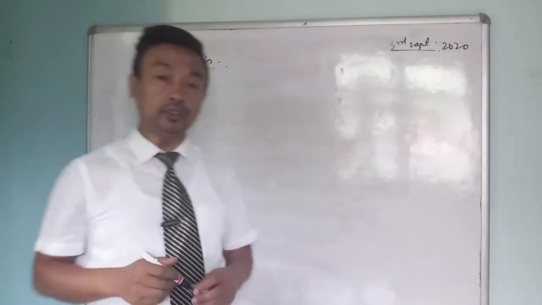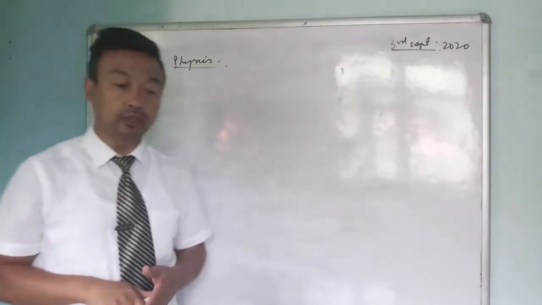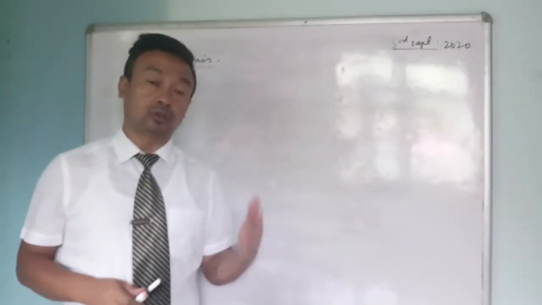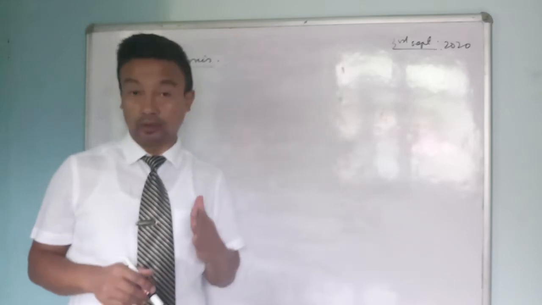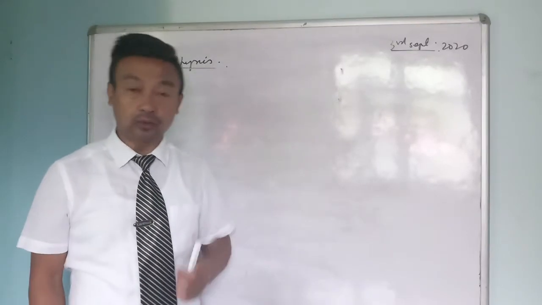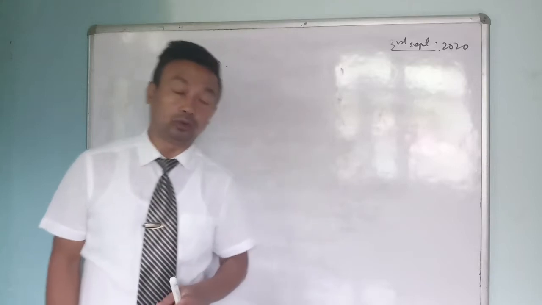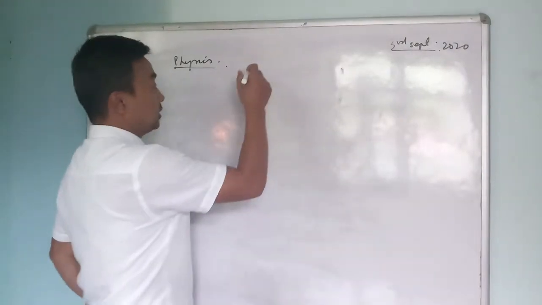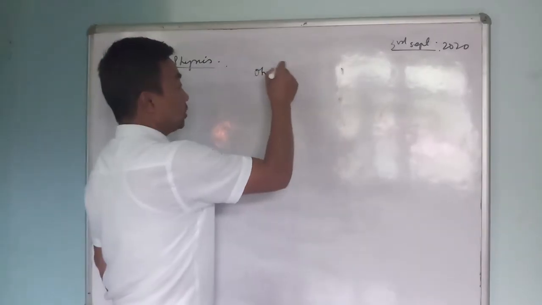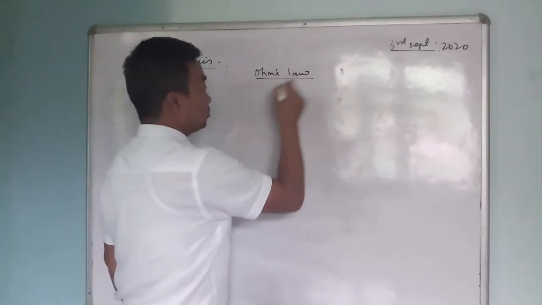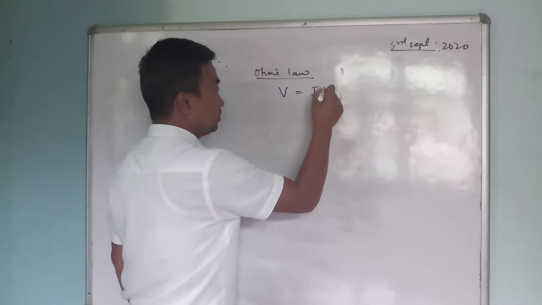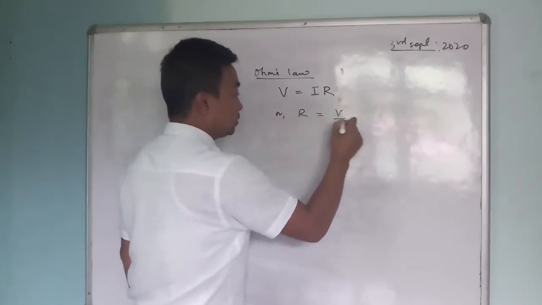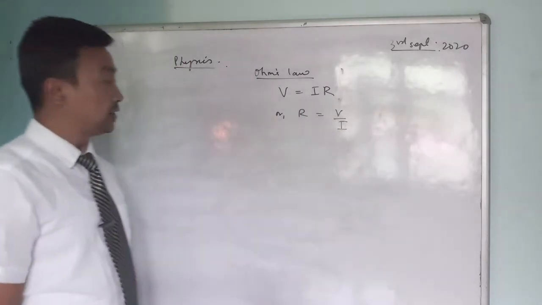In physics, we were dealing with electricity and magnetism. We had almost covered most of the topics till the last class, where we covered Ohm's law. In Ohm's law we got the relation V equals IR. So Ohm's law was one of the important topics, and from here we got the formula for the resistance, which is V upon I.